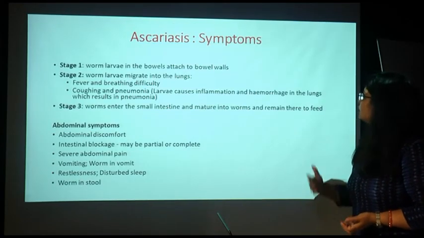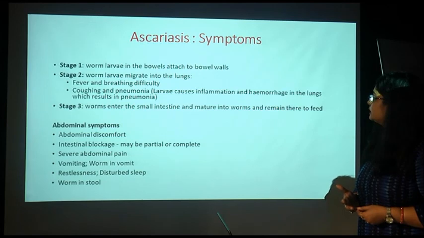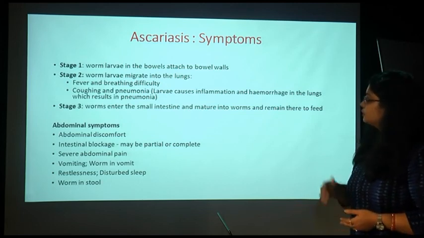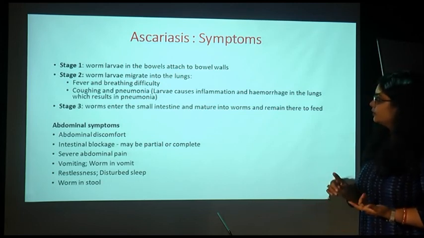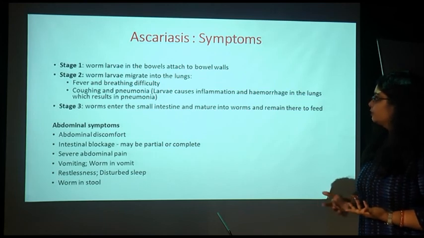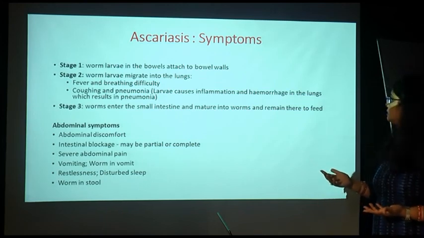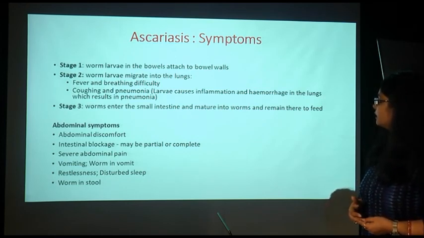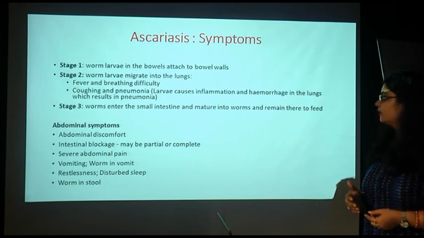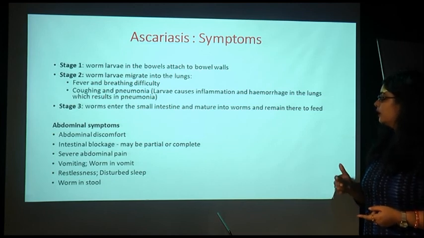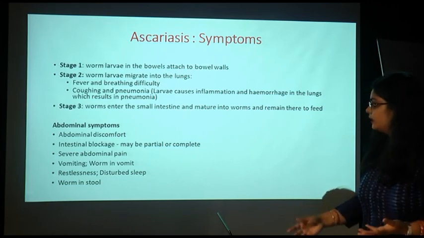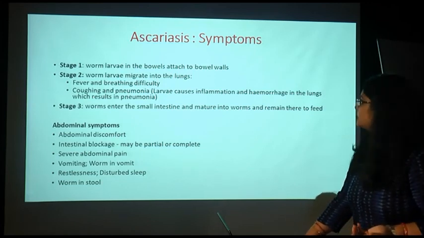So what are the symptoms? Stage one is when the worm larvae attach themselves to the bowel walls. In stage two, when it enters the lungs, you can have difficulty in breathing or coughing or pneumonia, because inflammation and hemorrhage result in pneumonia. In the third stage, when the worm is in the small intestine, there can be a lot of abdominal symptoms such as abdominal discomfort, intestinal blockage, severe abdominal pain, vomiting, restlessness, and disturbed sleep.